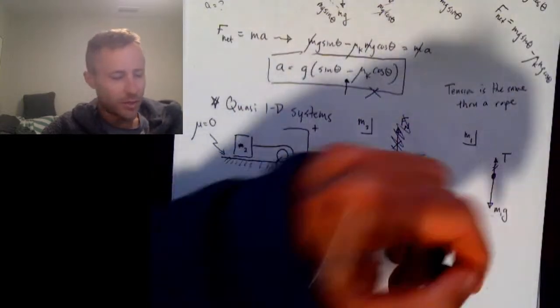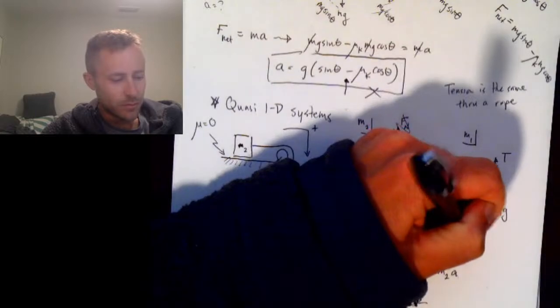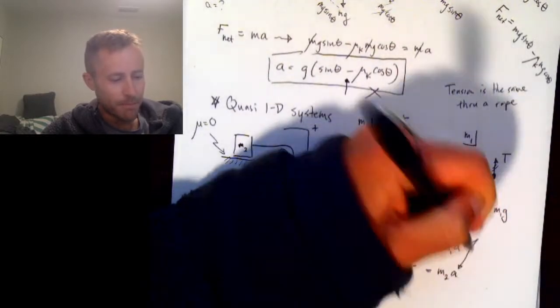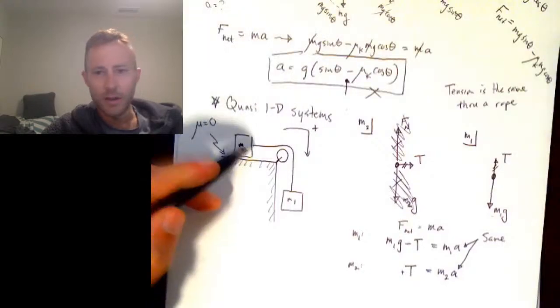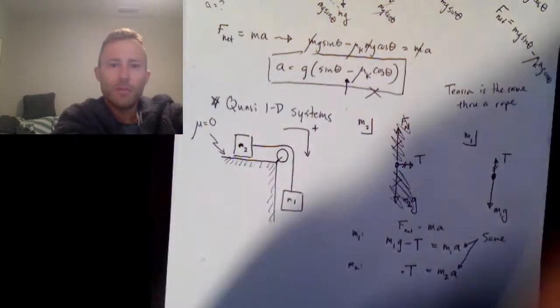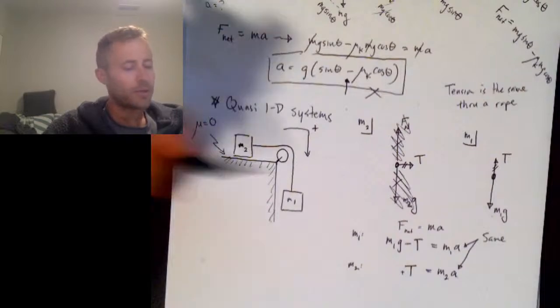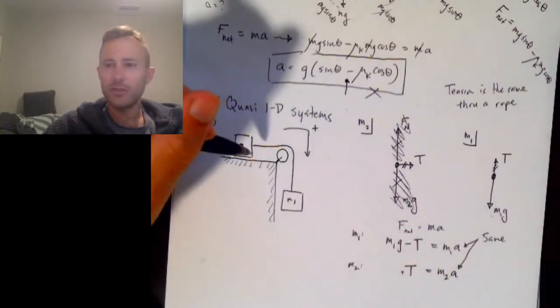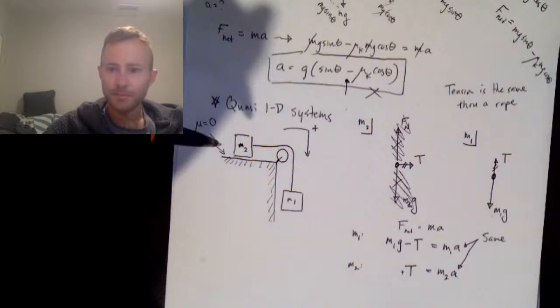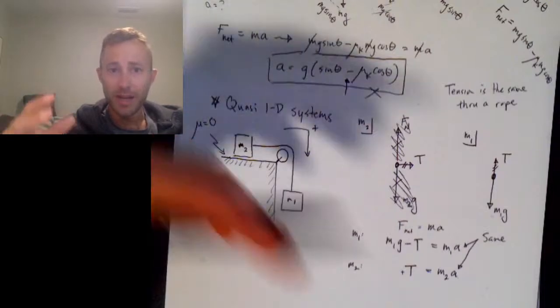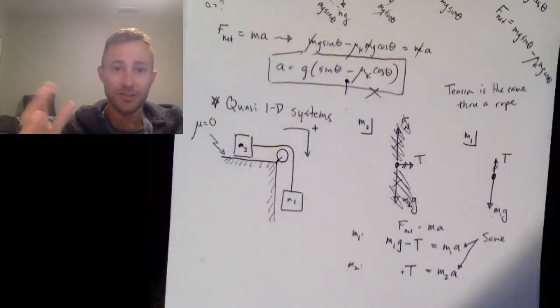These two accelerations are the same because these two masses are connected by a taut rope. Okay? When I say taut, I mean it has no slack. It's completely tight.